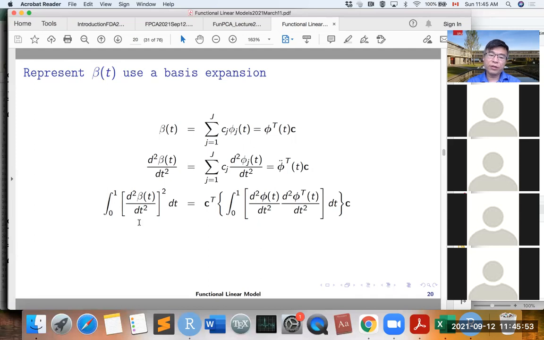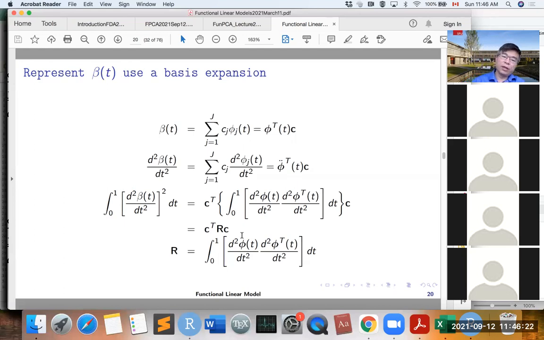So then the roughness penalty defined by the second derivative of beta t can also be written as this quadratic form. So basically it is c transpose times R times c, and this R is a J by J matrix equal to the integral of the second derivative of the basis functions times the transpose of the second derivative of the basis functions. Okay, so this R can be calculated numerically very easily. So we will know R.